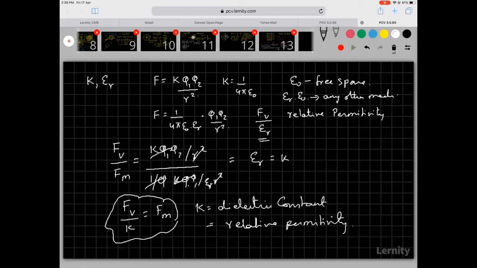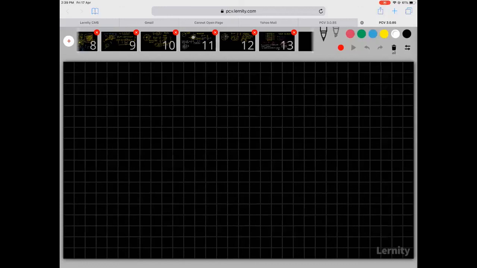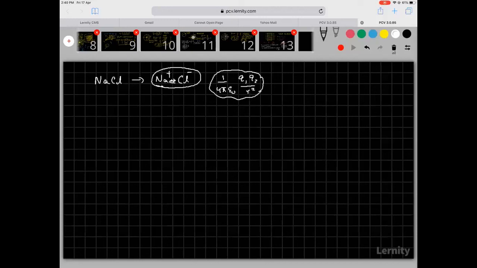Okay, so if you get it, great. So I spoke about relative permittivity. The specific thing I was telling you is this. Suppose we take NaCl. NaCl is an electrovalent compound. So you have Na plus and you have Cl minus. There is a strong electrostatic force between them. It is that strong electrostatic force which puts them together. So that force will become equal to 1 by 4 pi epsilon naught Q1 Q2 by R square.